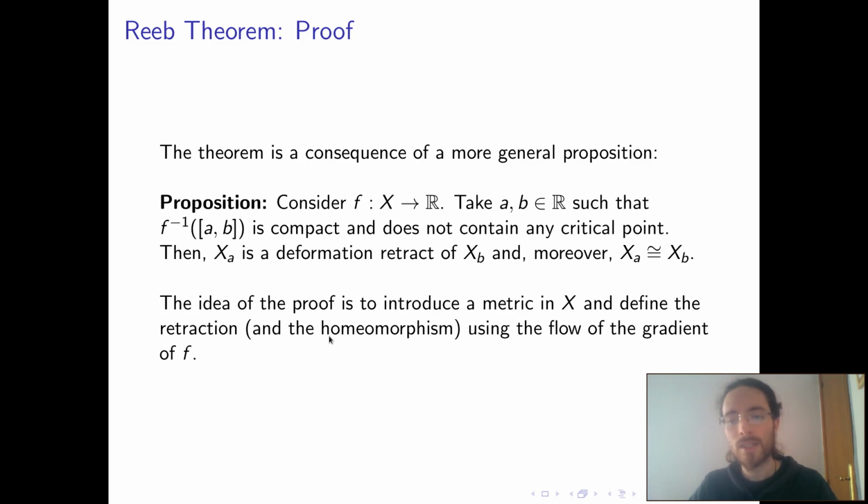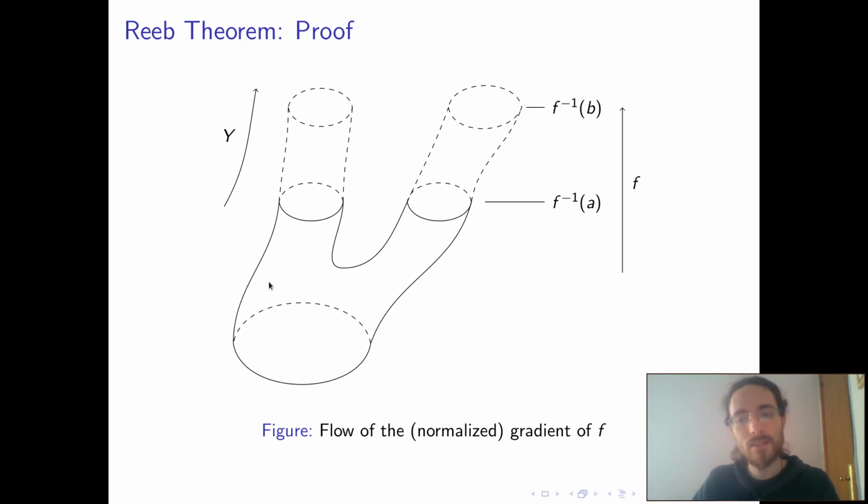Taking that flow, you can construct the movement that goes from this set XA to this set XB. So you construct this expansion or retraction as you want to see it. And this is the idea of the proof. I will leave you to check the details in the notes of the course.